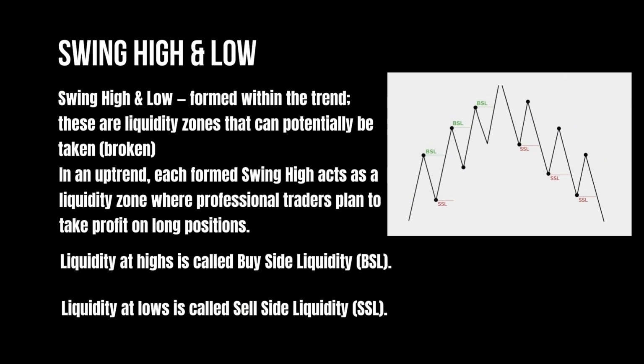With an ascending movement, each formed swing high will be a liquidity zone where professional traders plan to take profit on long positions. With a descending movement, each formed swing low will be a liquidity zone where professional traders plan to take profit on short positions. Liquidity at maximums is called buy-side liquidity, or BSL. Liquidity at minimums is called sell-side liquidity, or SSL.